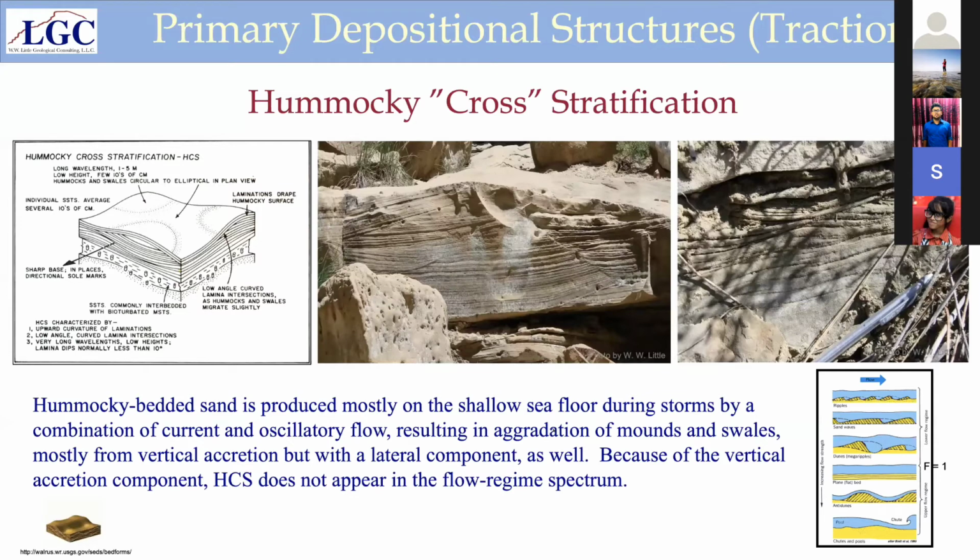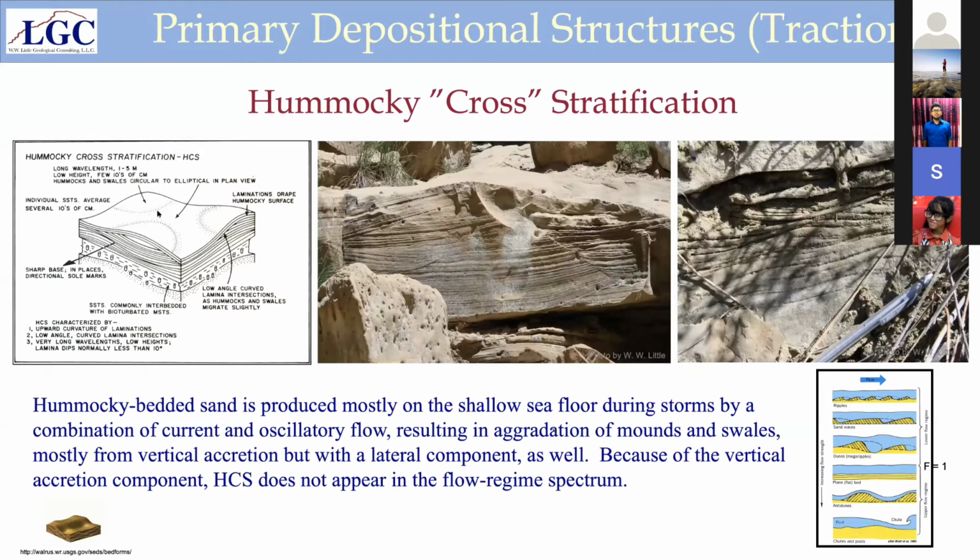And so as the sand is deposited, there is both an oscillatory flow associated with it, and the sand is going to drop out of suspension. And the result is it forms these features. You can see on the left these mounds and troughs. The mounds are called hummocks. The troughs are called swales.